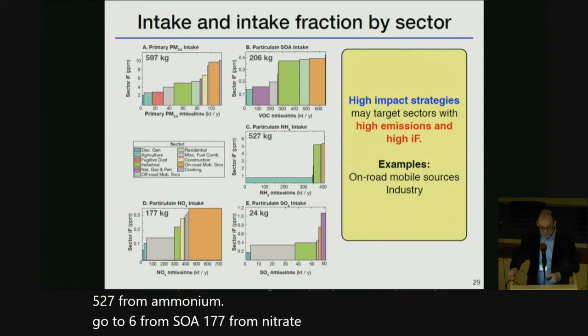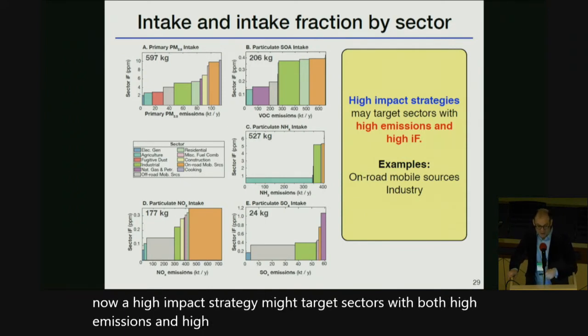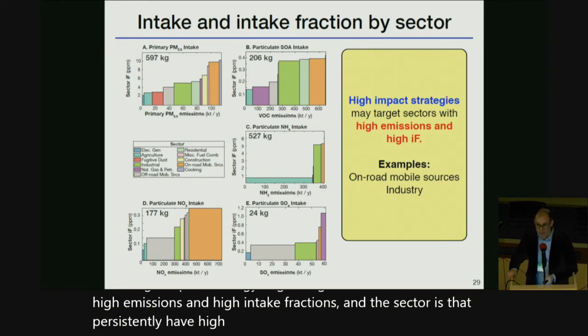sulfate. Now, a high impact strategy might target sectors with both high emissions and high intake fractions. And the sectors that persistently have high intake fractions and high emissions are on-road mobile sources and industry in California. Those are the 2 big ones.